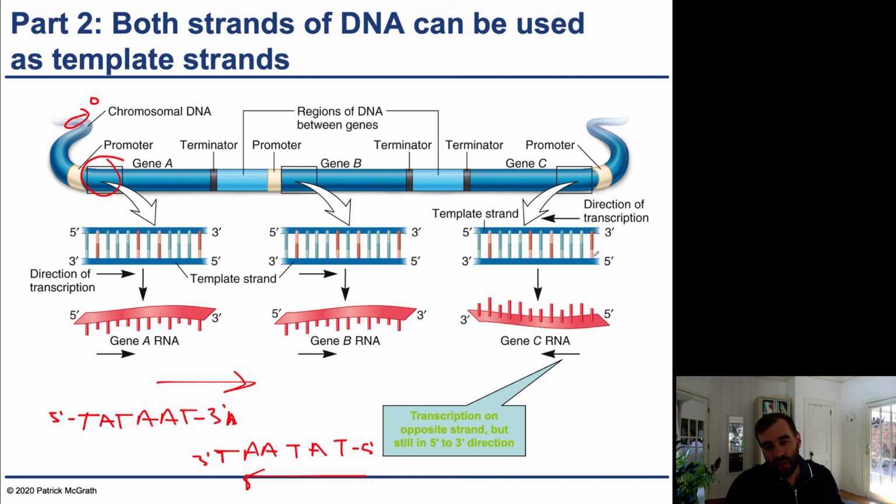And so if you look at the E. coli chromosome, the E. coli genome, you're going to find directionality for the genes. There are going to be genes that are transcribed in both directions.